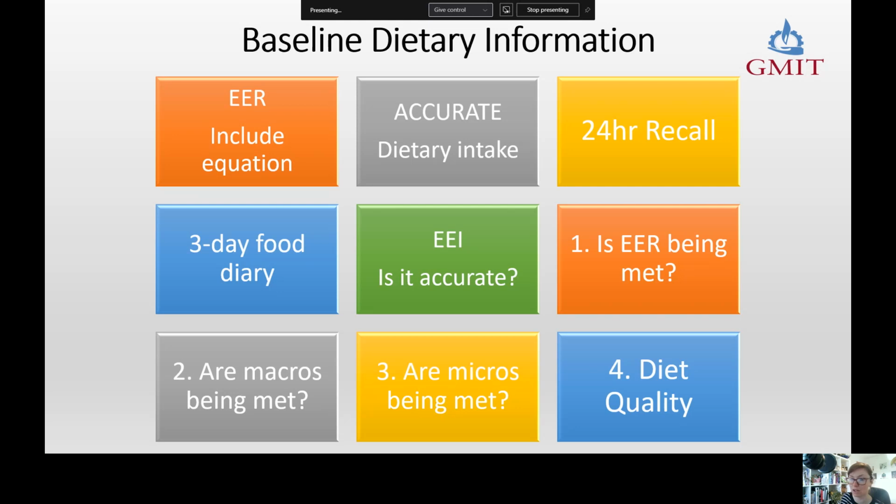And then you might also just look at diet quality. So are they eating 5 to 7 fruits and veg in a day? Is it whole grains? Are those proteins lean sources of protein, or are they actually loads of processed foods and processed meats? So when you're looking at the dietary information, you need to make sure that it's accurate. You need to estimate their energy requirements and their energy intake and look at the energy balance. And then you also want to look at macronutrients, micronutrients, and diet quality.